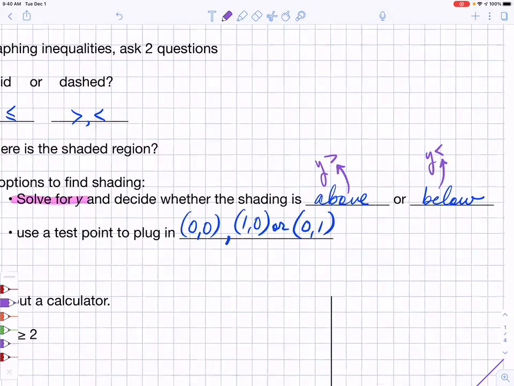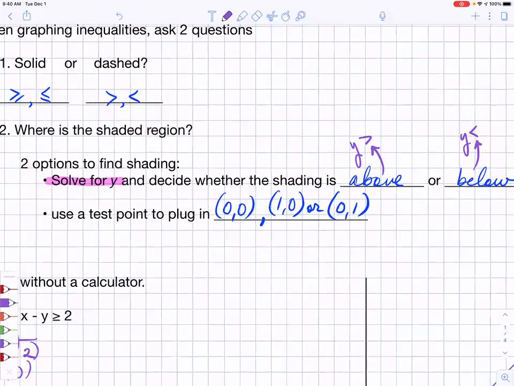Okay, that's option number 1, which we do not have. Our y is not alone. So we need to look at option number 2 that says you're going to use a test point. Now, use something easy. Yes, I could use a test point that's ugly, like 9, 7. Or I can use something easy like 0, 0. Because what numbers are easier to plug in? 9s and 7s or 0s and 0s? Yeah, well, you know the answer to the question. Okay, so we're going to plug in 0, 0.